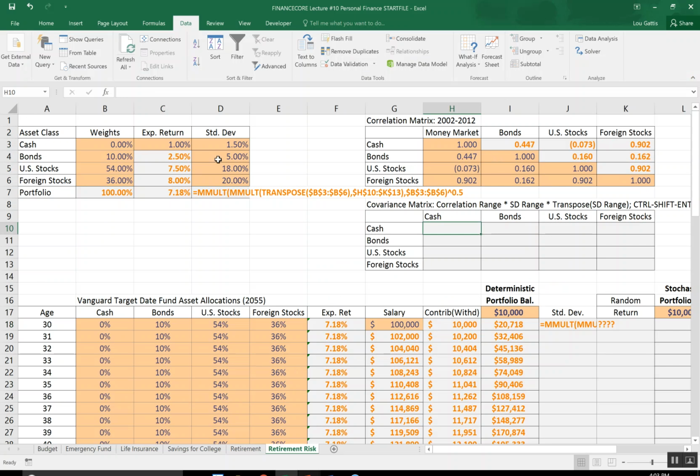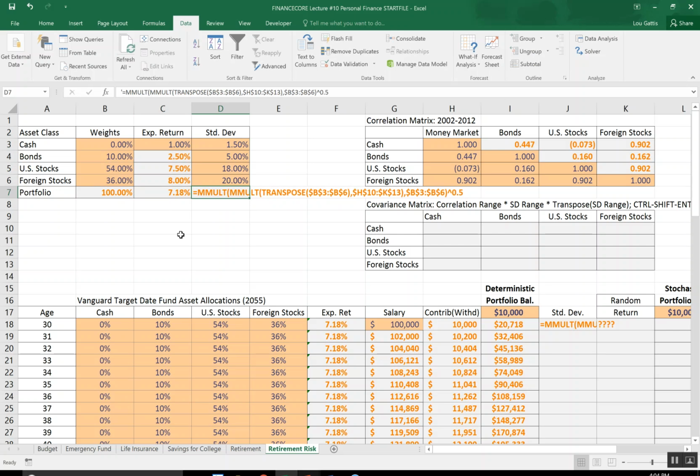All right, so I need to get the portfolio standard deviation, and then what I'm going to do with that is a Monte Carlo simulation. But to get a portfolio standard deviation, what is the standard deviation of this portfolio? It starts off at 0, 10, 54, and 36% of these asset classes. It is not simply the weighted average. So this is the weighted average. I use the sum product function here, which just takes 0 times 1 plus 10 times 2.5 plus 54 times 7.5 plus 36 times 8. The sum product does the weighted average.